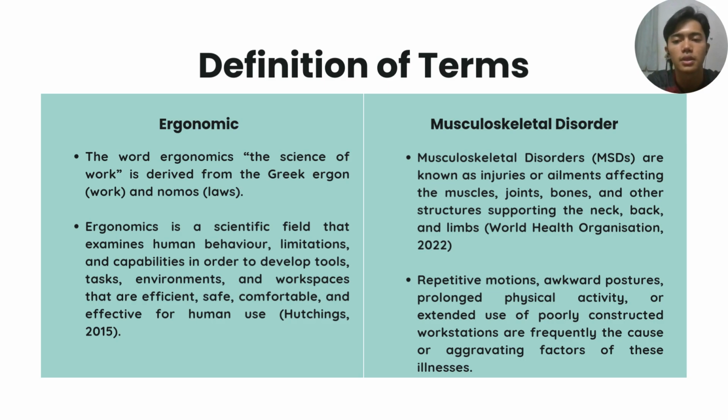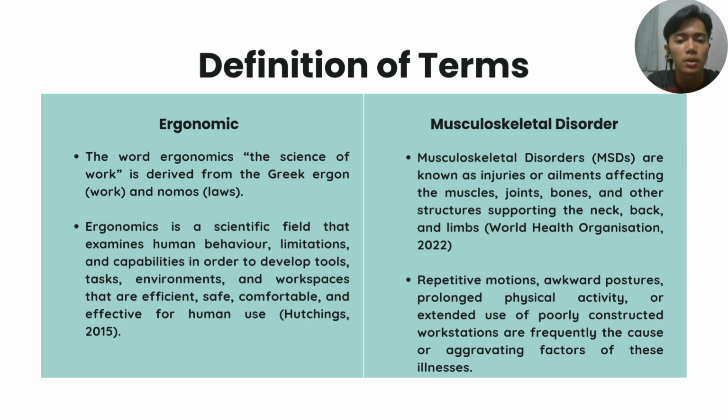To ensure clarity, let me define two key terms used throughout this presentation. The first one is ergonomics. The word ergonomics, the science of work, is derived from the Greek, where ergon means work and nomos means laws. Ergonomics is a scientific field that examines human behavior, limitations, and capabilities in order to develop tools, tasks, environments, and workspaces that are efficient, safe, comfortable, and effective for human use, Hutchins 2015. The next one is musculoskeletal disorders.